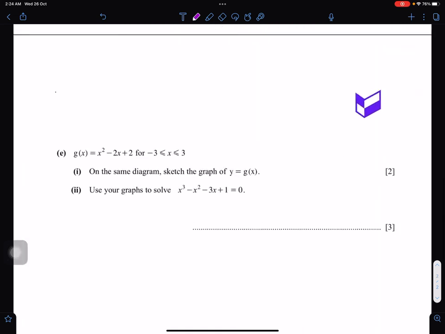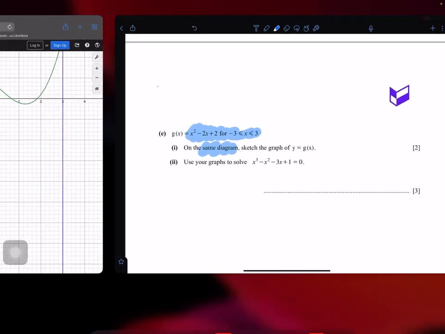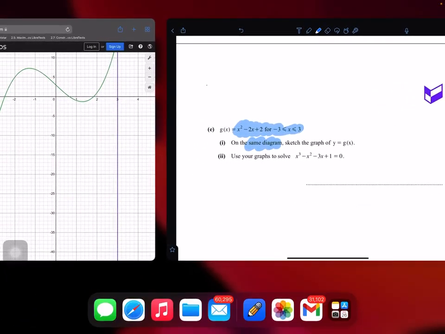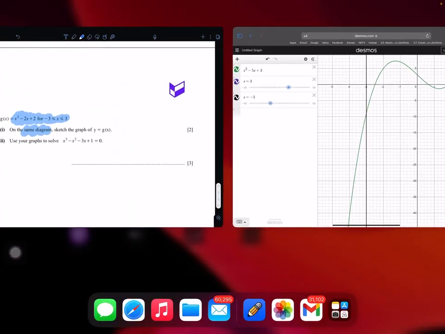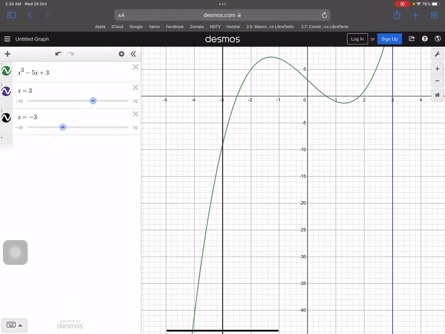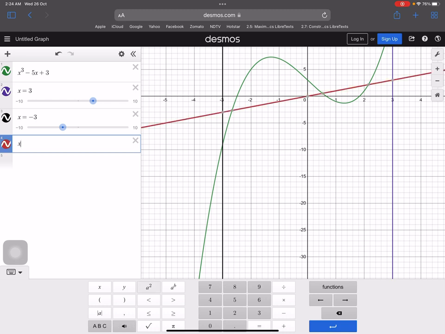Moving ahead to the next part. Now we are supposed to plot another quadratic equation on the same diagram for 2 marks. So let's go to your GDC. I'm going to Desmos and enter the equation. The equation is x squared minus 2x plus 2.